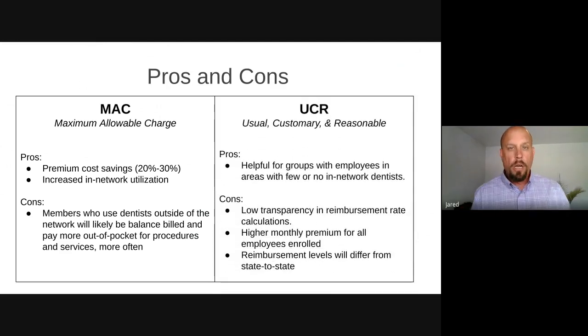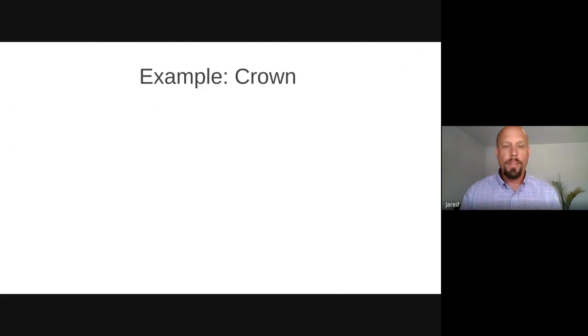So let's talk about the pros and cons of a UCR plan. The pro is that these plans pay more when you've got somebody who goes out of network. The cons are low transparency in reimbursement rate calculations. It's really hard to predict what members are going to be charged for a certain procedure because it's going to vary from zip code to zip code. Also, the other real con is there's a higher monthly premium for all employees. So if you've got 2 employees in a 100-person group that are out of network and don't have access to in-network dentists, you're probably not going to want to go with the UCR plan, because everybody in that plan is going to have to pay 20 to 30% more than they would if they were on a MAC plan.